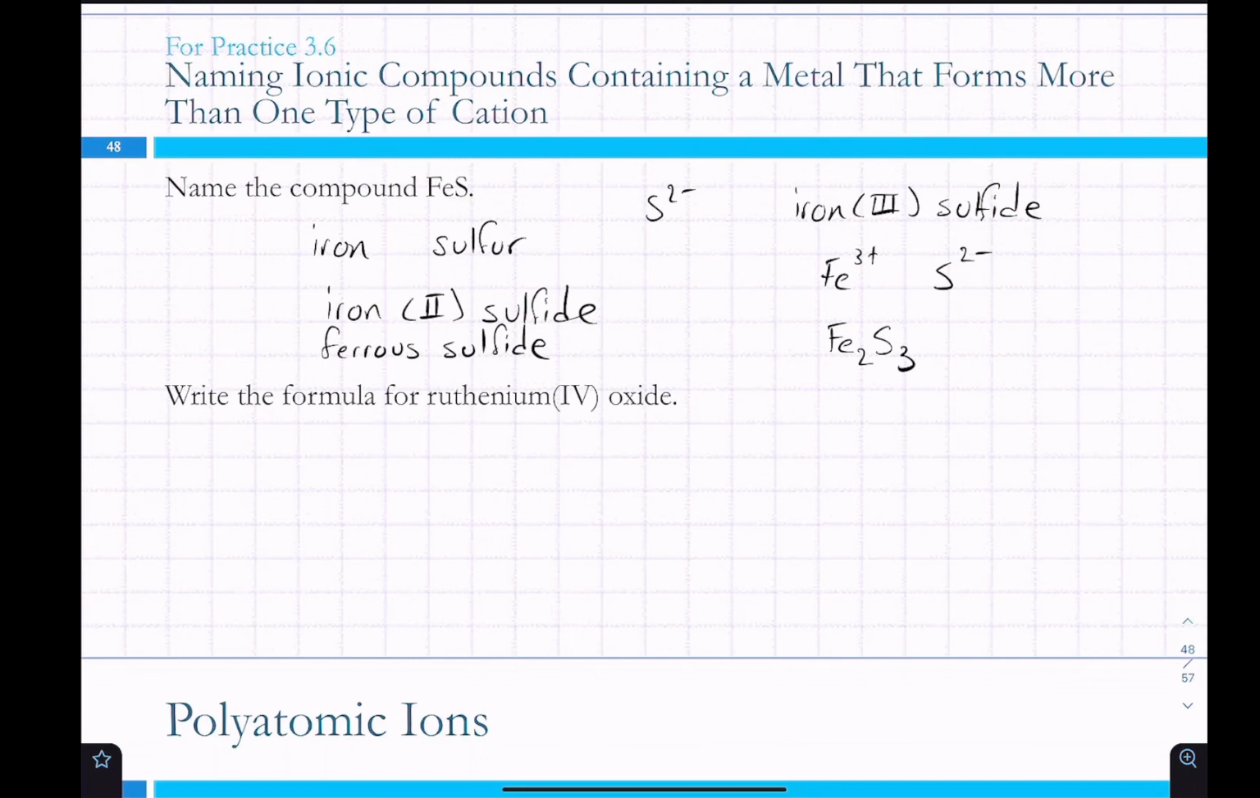What would the other name for iron(III) sulfide be? Ferric. Ferric sulfide. I don't know if I erased something. Yeah, I did. Ferric sulfide's day off. I guess Ferris Bueller's day off, but it's like iron 3+, or iron 2+. Ferric Bueller's day off.